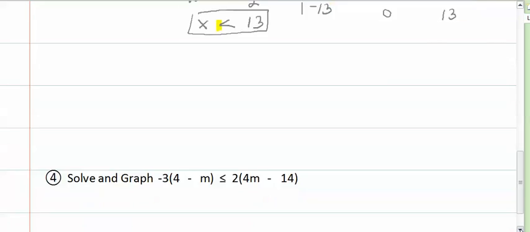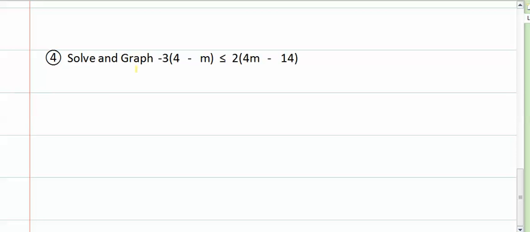Okay, number 14. Oh, sorry about that. We're going to solve and graph. Okay, this one is multiple steps. There's 2 distributive properties that we need to do. So the first one let's do is -3 times 4, which is -12. -3 times, and there's an invisible one here, -3 times -1 is +3, and there's an m. Keep the inequality sign.